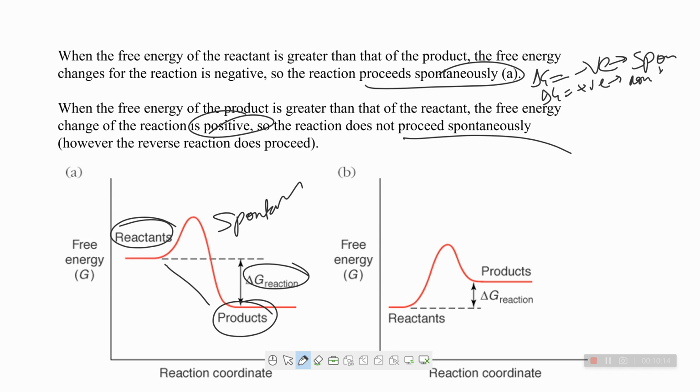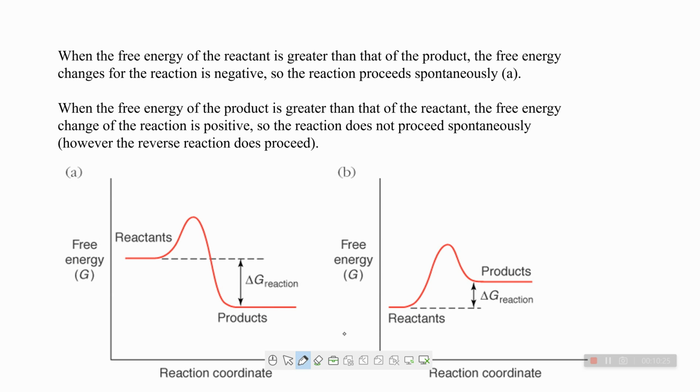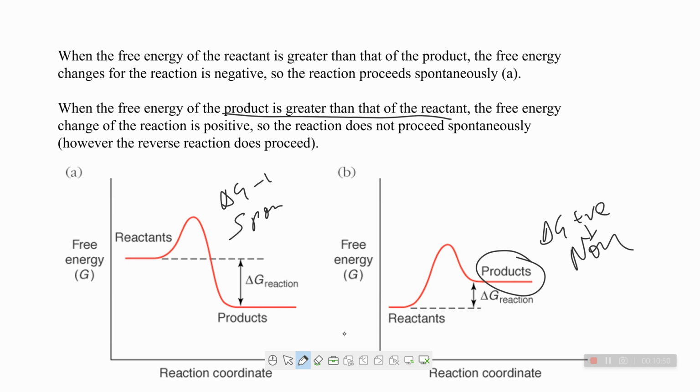When the free energy of the reactant is less than that of the product, that is, the free energy of the product is greater than that of the reactant, the free energy change of the reaction is positive. Delta G will be positive, and this is non-spontaneous, right? And this is spontaneous because delta G will be negative here. So remember this: the free energy change depends on the free energy of the reactant and the product. Okay? Clear?